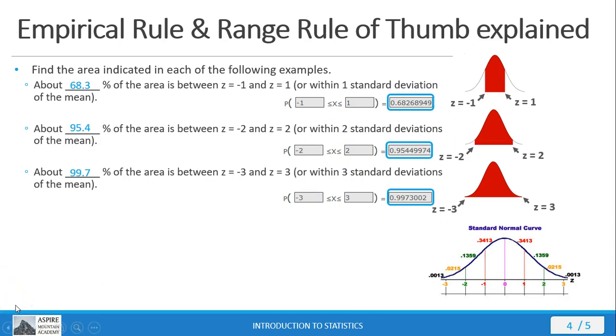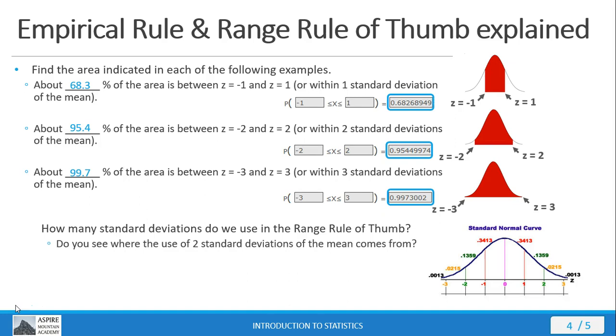The range rule of thumb also comes from our standard normal distribution. How many standard deviations do we use in the range rule of thumb? Well, there's 4 of them, right? 2 on the left and 2 on the right of the mean value. So 2 standard deviations from the mean, well, where does that come from? Okay, that comes from what we just saw earlier. So the range rule of thumb is actually, we could get a sense earlier that it was related to the empirical rule, but now we see that it actually comes from the same place the empirical rule comes from. It's from this use of a standard normal distribution.